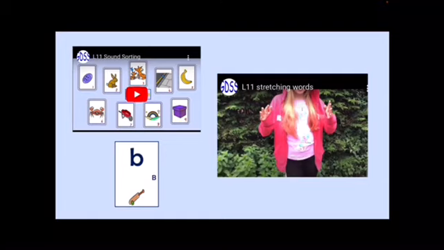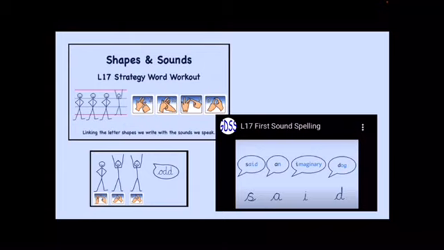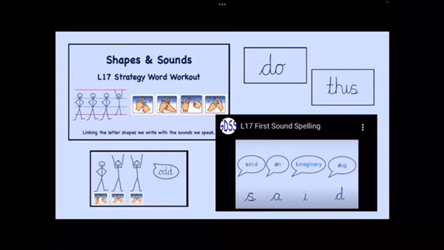You'll find once the letters are introduced, lots of the activities are the same. Sound sorting, linking to the Getting Started resource, and stretching words. Strategy words, where we have a workout, and mnemonics, our first sound spelling, where we will be looking at words that have been covered in Part 2. There will be a reminder for those in Part 1 at the end of each video.